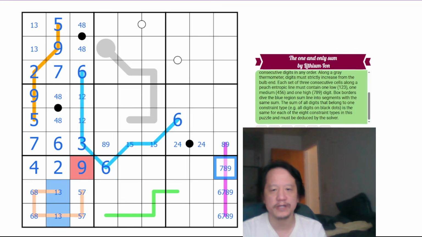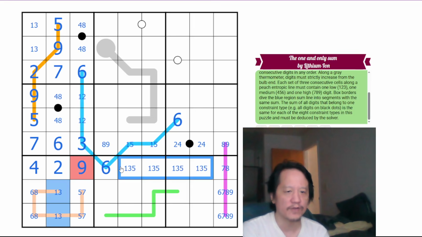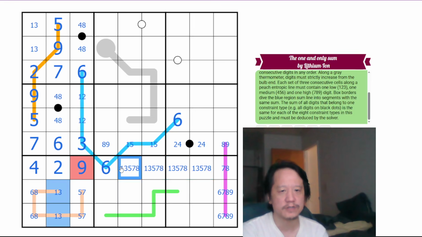Okay, 9 eliminates 9 here. Remaining digits of row 7. We have 1, 3, 5, 7, 8 as possibilities.